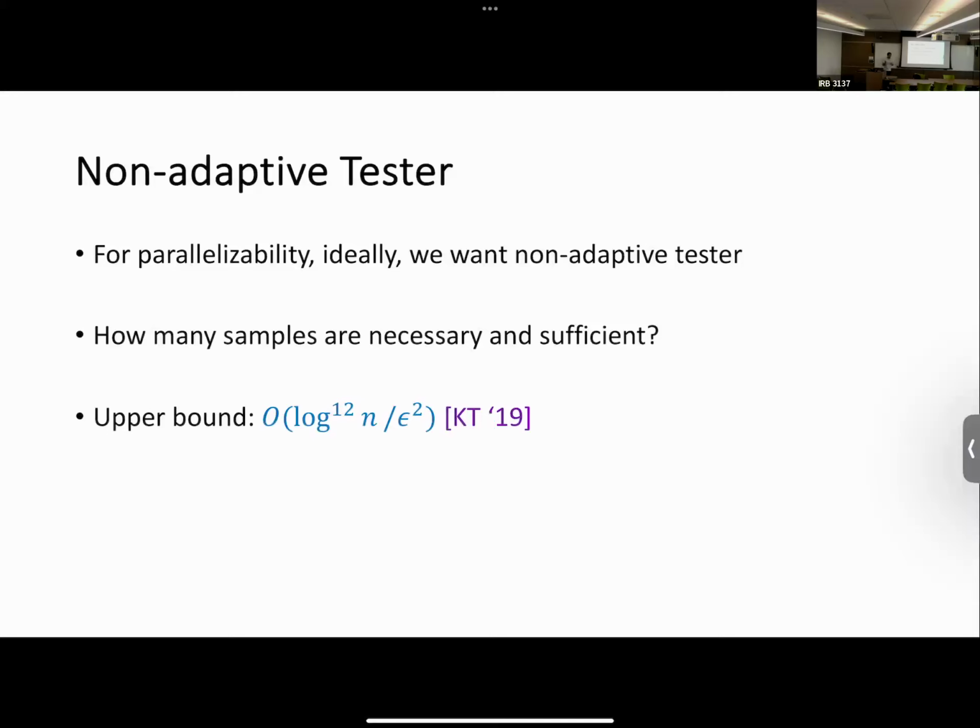Currently for the adaptive version, if we only consider the dependency on the domain size, the gap is closed. It is log n, and this is omega log n, so up to some small polylog factor, it is that. But that is not the case for the non-adaptive version. Here the upper bound is log to the 12, whereas the lower bound is only log n. So now one question is, can we close this gap?